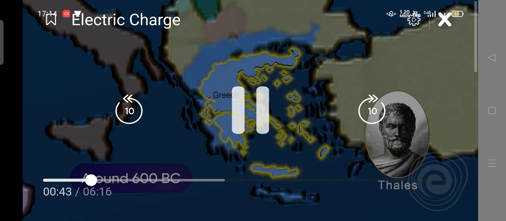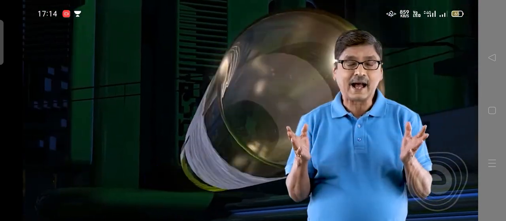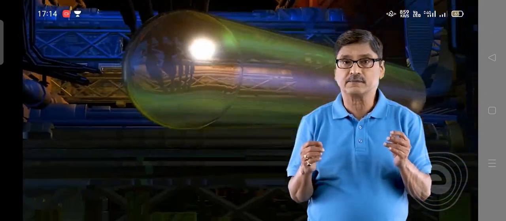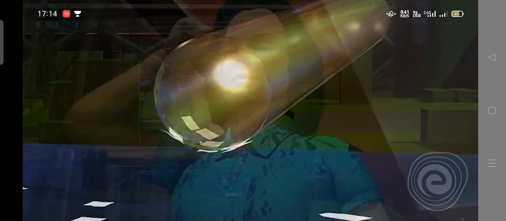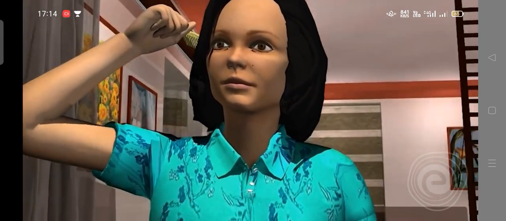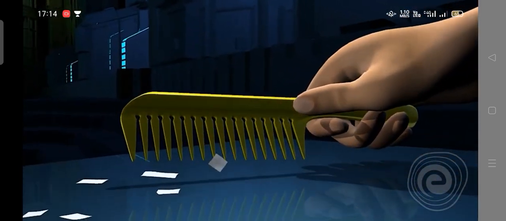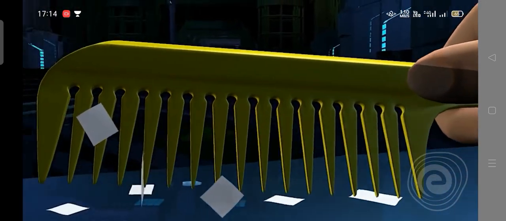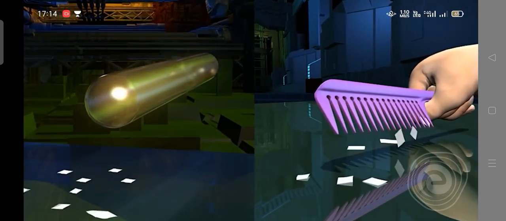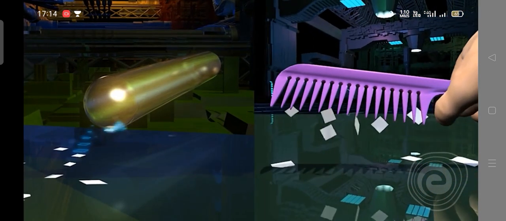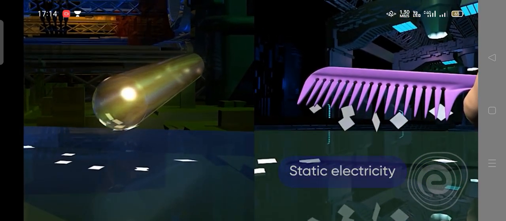In ancient Greece, around 600 BC, Thales observed that amber, when rubbed with wool, acquires the property of attracting light objects like small bits of paper. Similarly, a plastic comb, when rubbed with dry hair, can also attract such light objects. The rubbed substances which show this property of attraction are said to have become electrified, and the electricity so developed is called the frictional or static electricity.